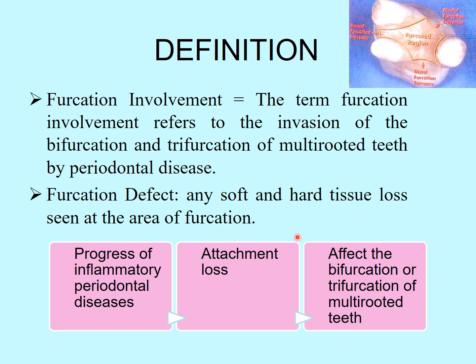So how does it progress? As you know, there will be an inflammatory process when there is a foreign body or bacterial accumulation. If the progress of this inflammatory periodontal disease is not treated at that point, it will progress and lead to attachment loss. And with increased attachment loss, it can reach up to the furcation, that is the bifurcation or trifurcation area of the multi-rooted teeth.